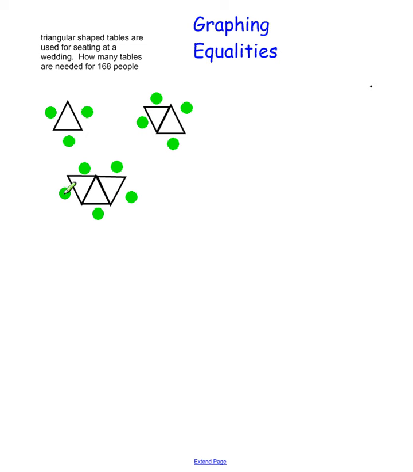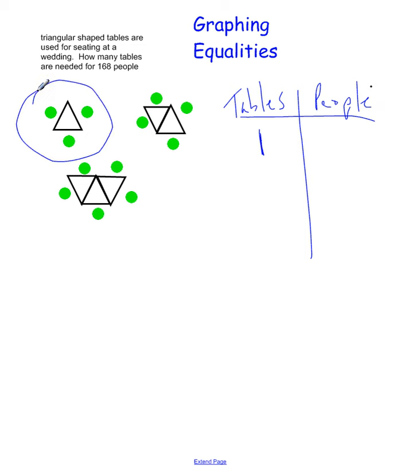So what we'll do from here is we will draw a t-table, and a t-table will help us to make sense and see some patterns in this situation. So let's consider the amount of tables and the amount of people that can sit at those tables. So let's consider one table. We can clearly see that at one table we can have 3 people sitting.